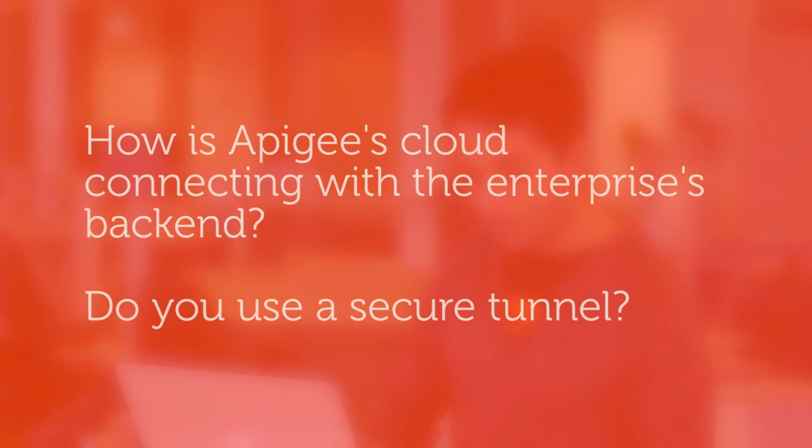Question from Somu Kumar: how is Apigee Cloud connecting with the enterprise backend? Is there any kind of secure tunnel? Yeah, so for communication that happens between Edge Microgateway and Edge, everything happens over HTTPS. How you want Edge Micro to talk to your API, that's up to you.